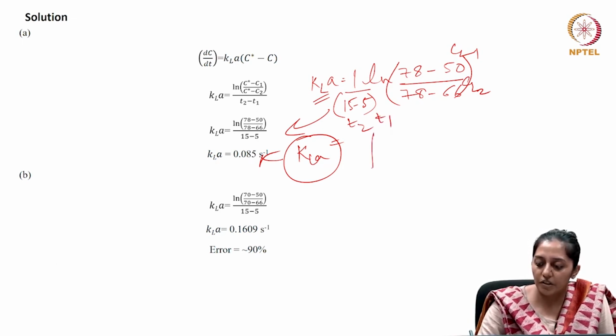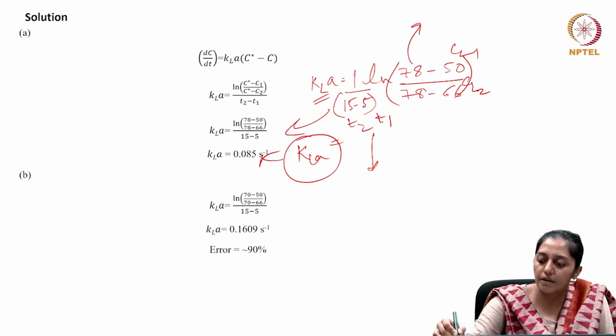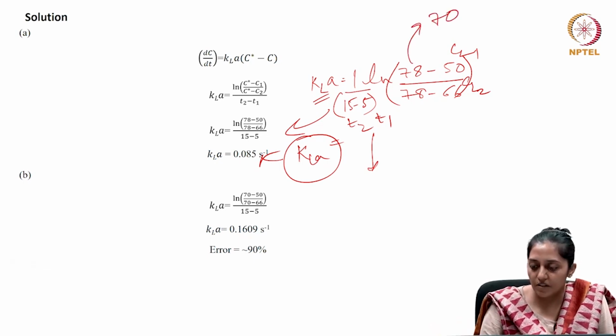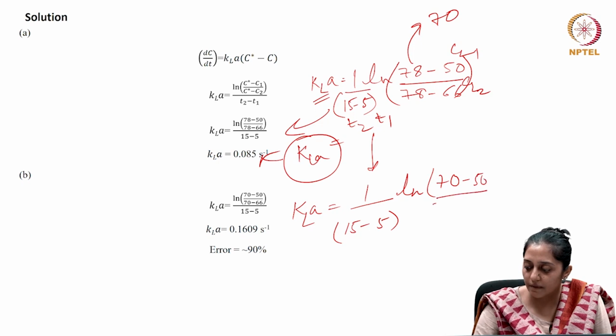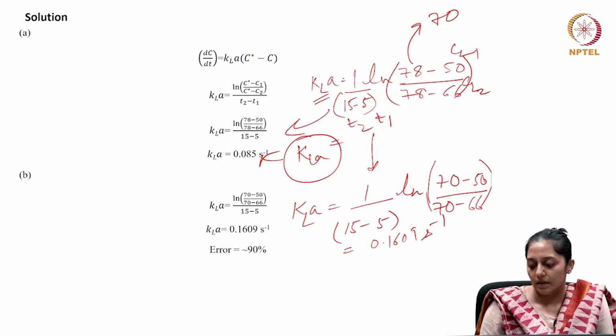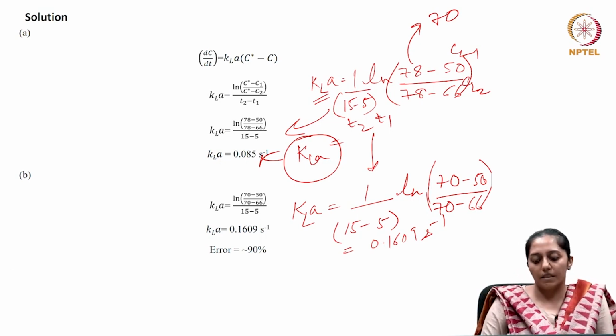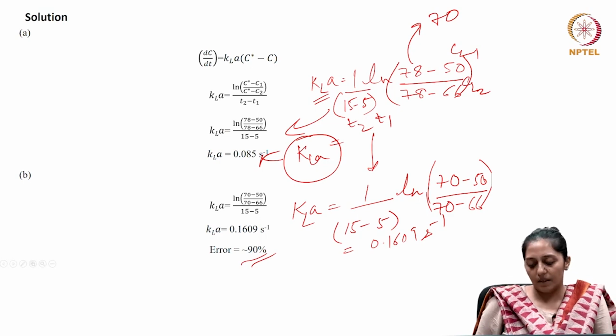Now, the only change here is that in place of 78, the steady state concentration measured incorrectly is 70. So, here it becomes 70 minus 50 divided by 70 minus 66, which comes out to be 0.1609 second inverse. So, if the difference is calculated in terms of percentage, it comes out to be 89 point something. So, it has been shown as nearly 90%.